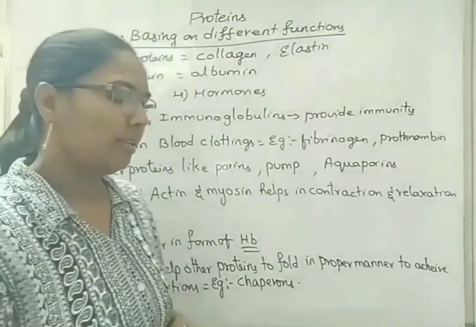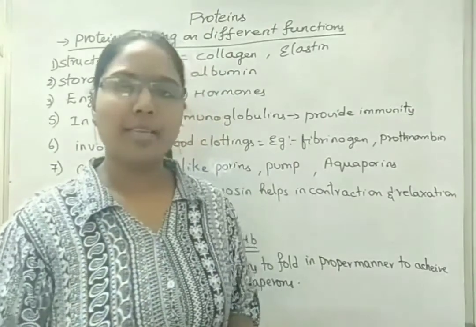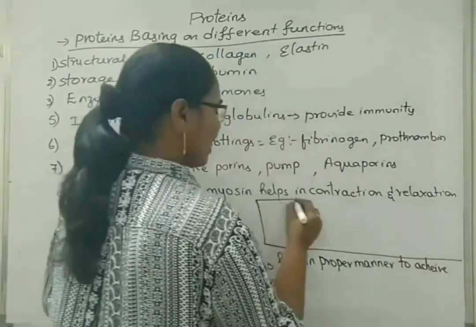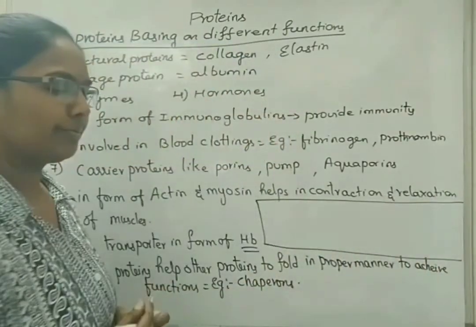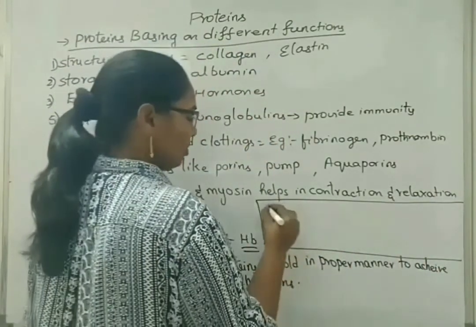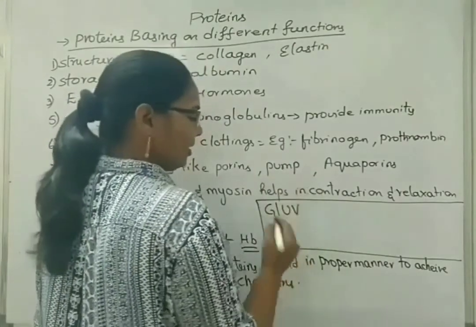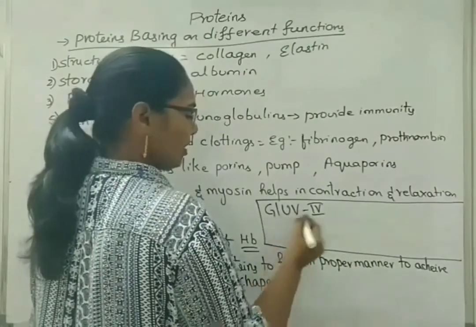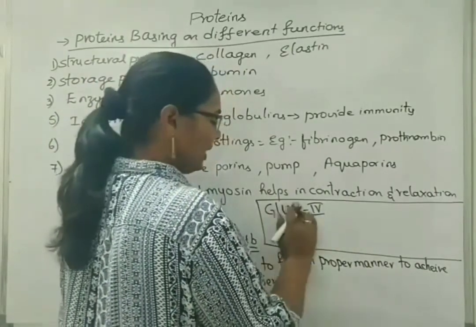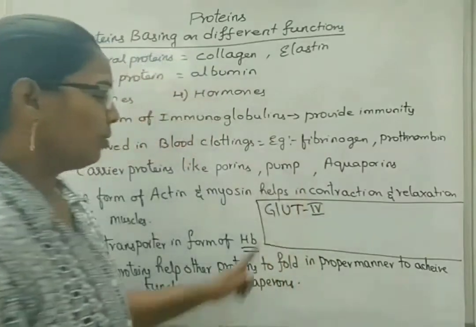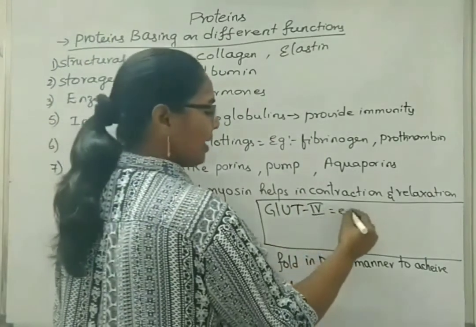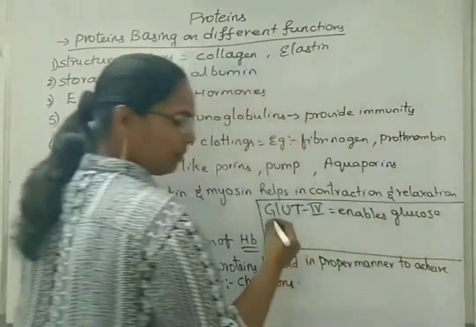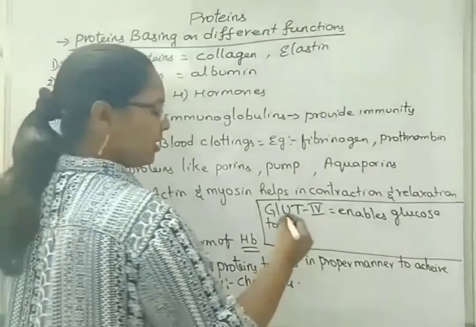Now, according to NCERT, another example is left over, that is GLUT 4, that supports transportation of glucose among the cells. They have given it like GLUT, and Roman numeral 4. GLUT 4 enables glucose to be transported into the cell.